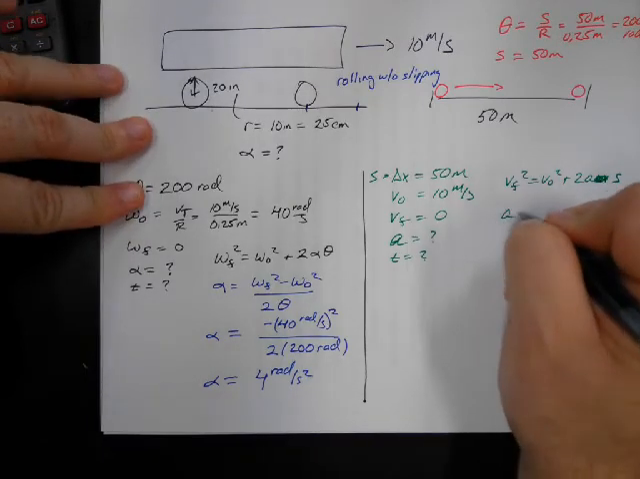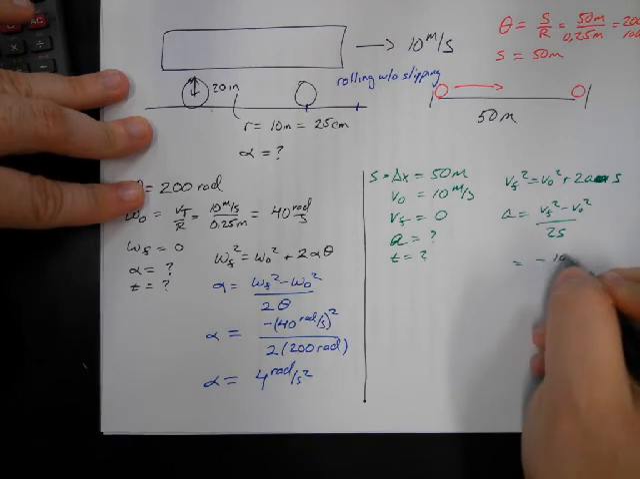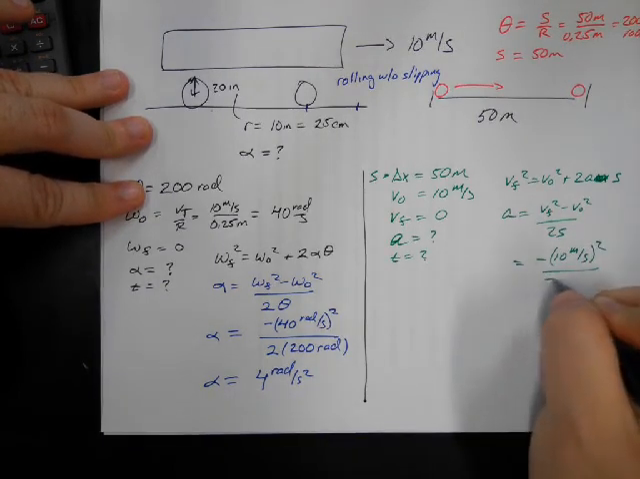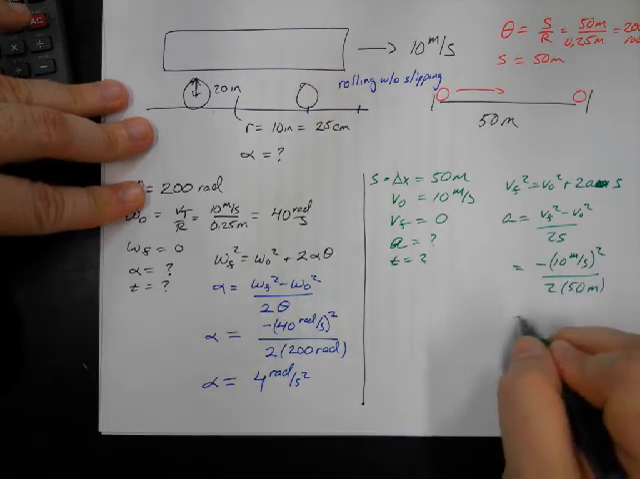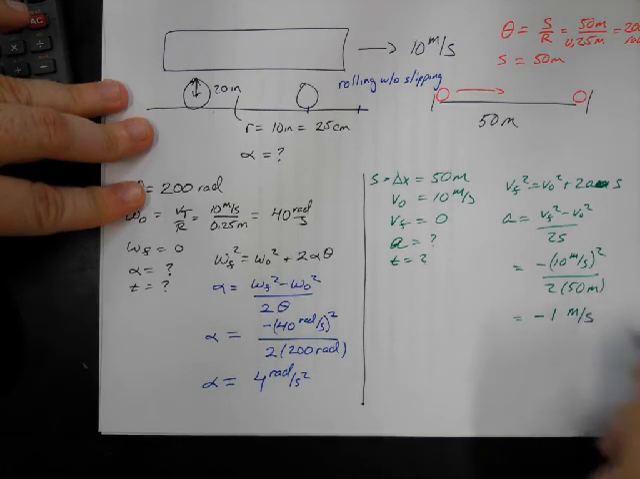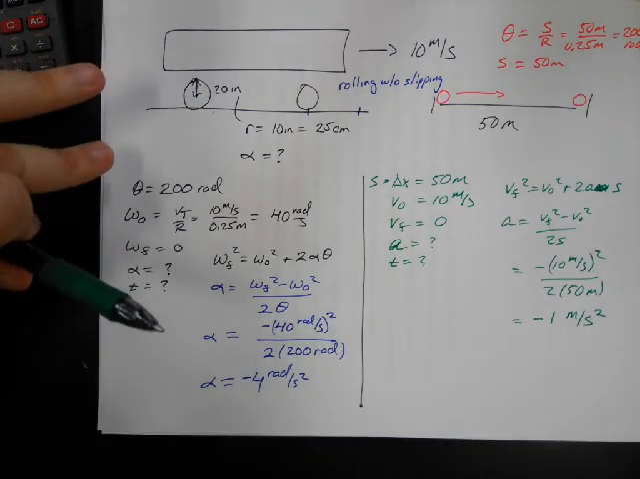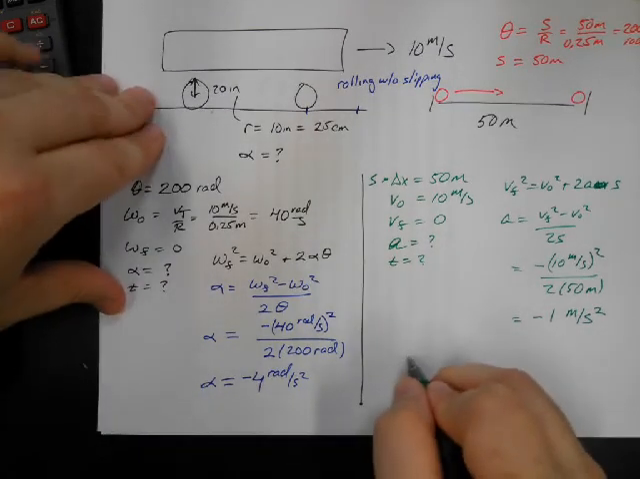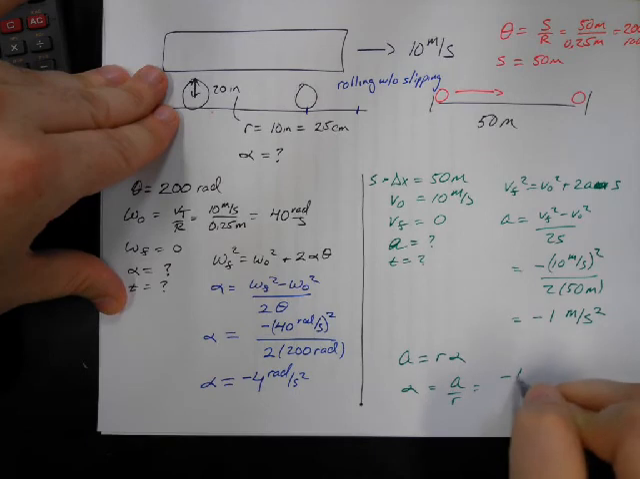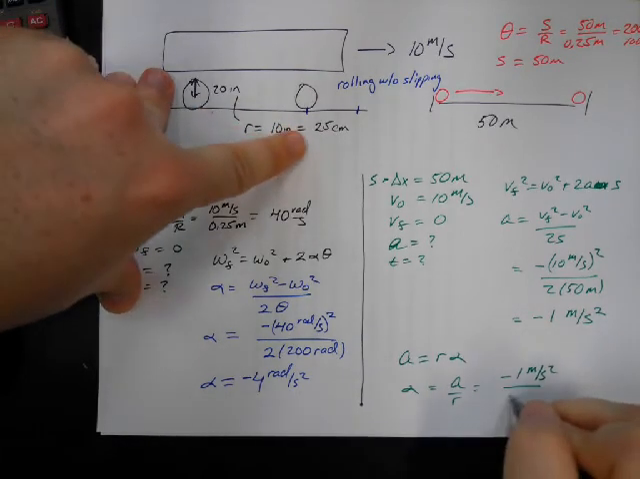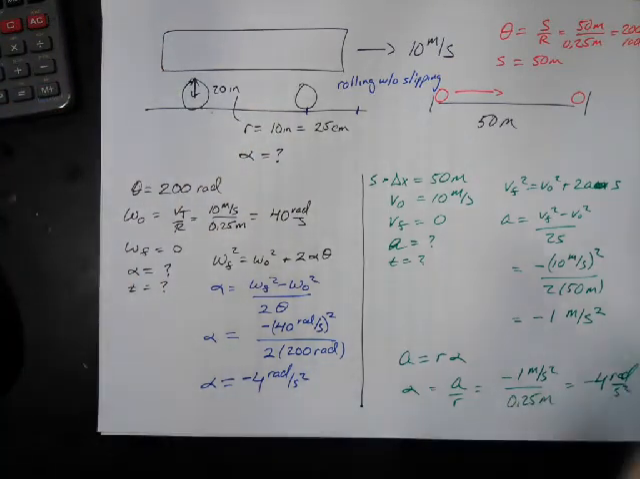So we'll solve for a is v final squared minus v initial squared over 2s, is we'll have minus 10 meters per second squared over 2 times 50 meters. Well, 10 squared is 100, and 2 times 50 is 100. So this is going to be minus 1 meter per second squared. Right. And we have a minus sign over here that I keep dropping. I keep dropping minus signs all the time. So now we just say the acceleration is r times alpha. So alpha is a over r is minus 1 meter per second squared over 0.25 meters. That is minus 4 radians per second squared. And it works out okay.